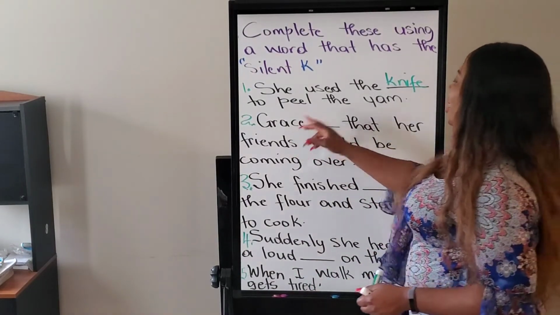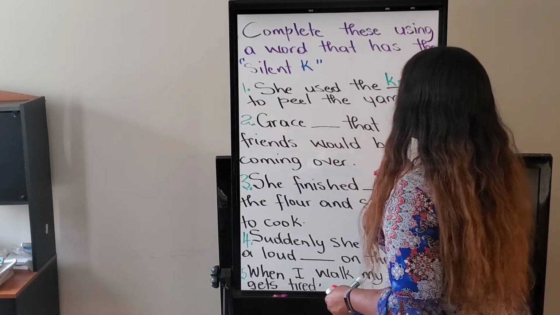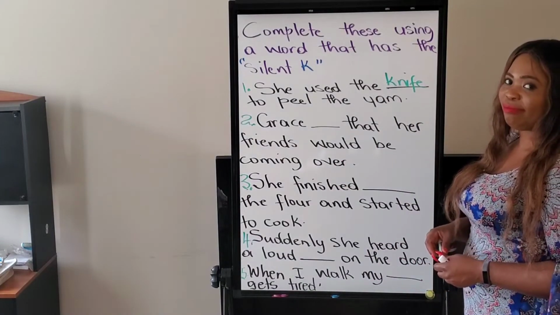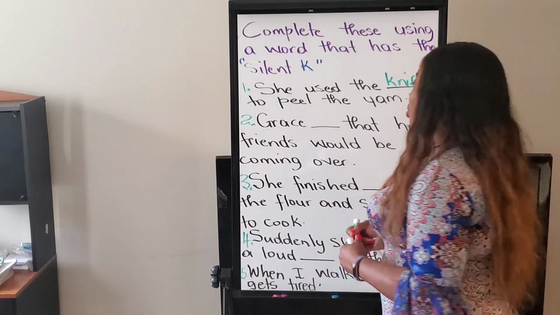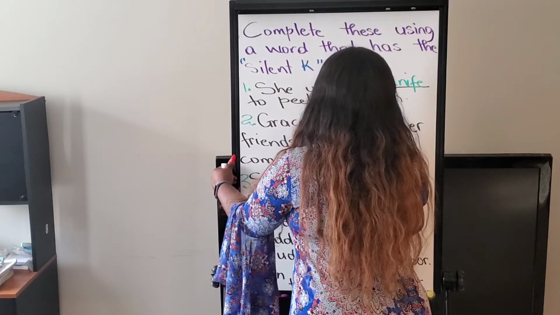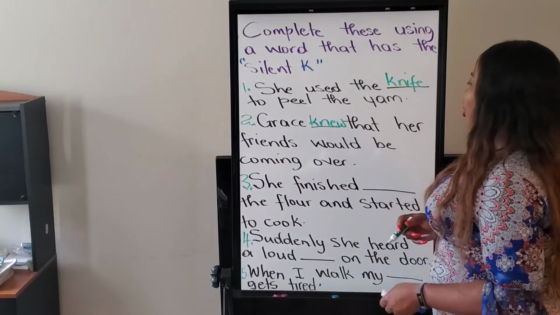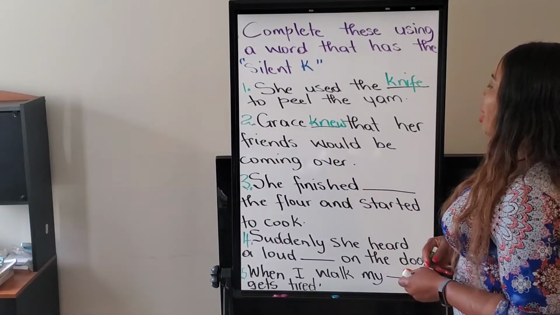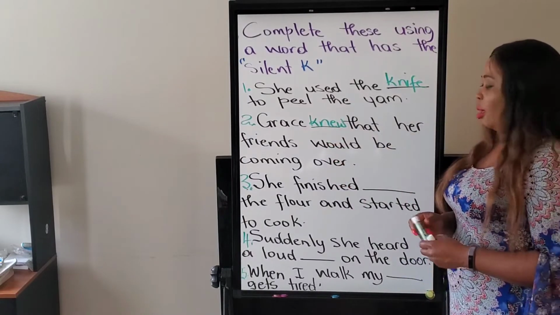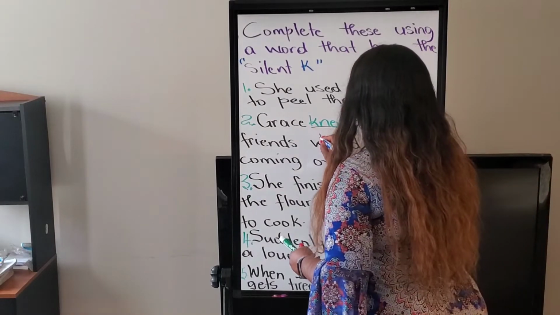Now, Grace dash that her friends would be coming over. Grace what? Again, you are correct, you smarty. Grace knew that her friends would be coming over. And by the way, look at knew. So, I didn't mention it, but yes, there is also NEW, right?